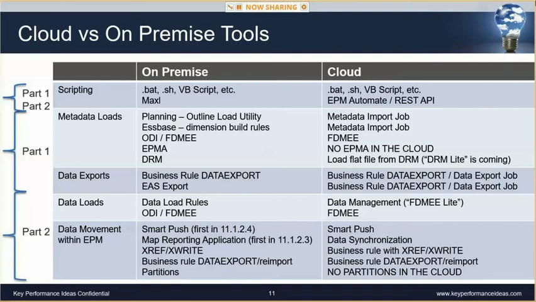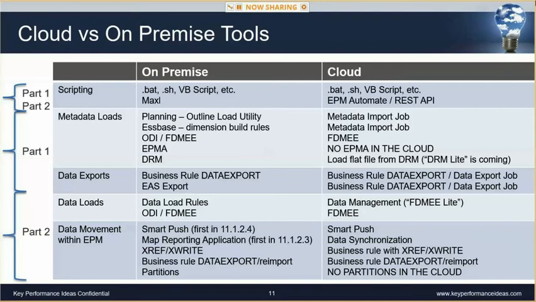For metadata loads, in on-premise Planning you would use the outline load utility, and in Essbase, you would use dimension build rules. For Planning on the cloud, and EPBCS and FCCS, you would use what's called a metadata import job instead. On-premise, you have the ability to use ODI and FDMEE. The cloud, if you're on the proper release, also will allow you to use FDMEE capabilities.